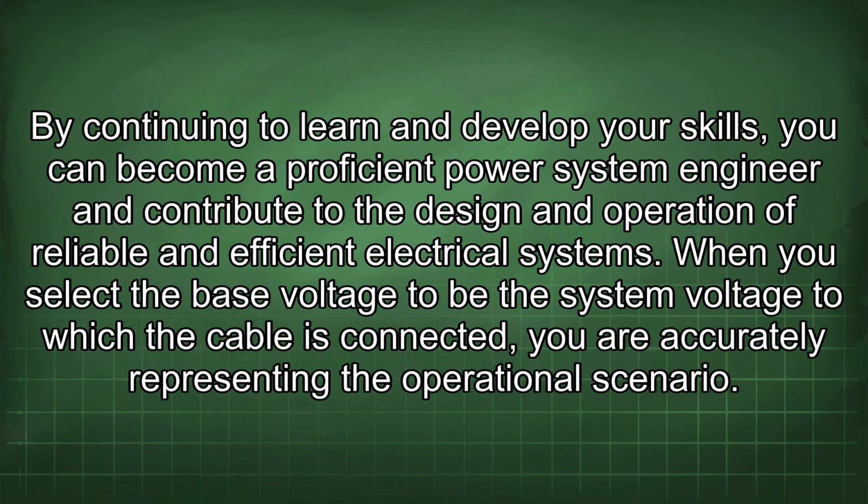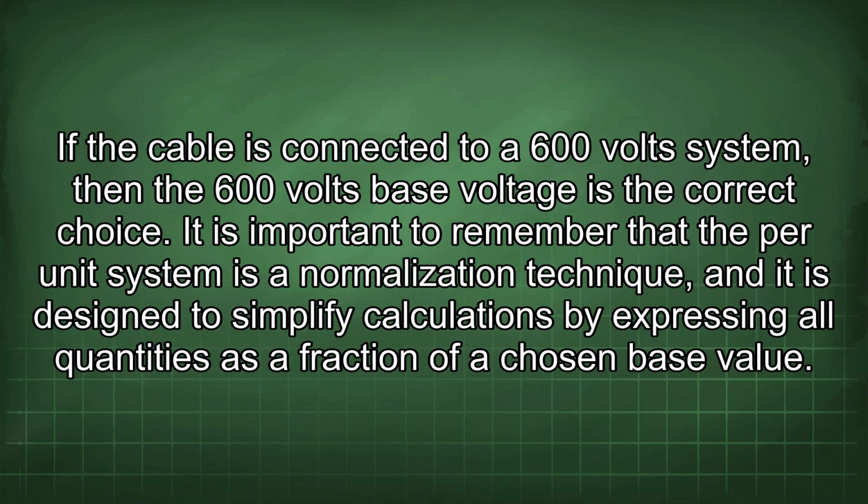When you select the base voltage to be the system voltage to which the cable is connected, you are accurately representing the operational scenario. If the cable is connected to a 600 volts system, then the 600 volts base voltage is the correct choice. It is important to remember that the per unit system is a normalization technique, and it is designed to simplify calculations by expressing all quantities as a fraction of a chosen base value.